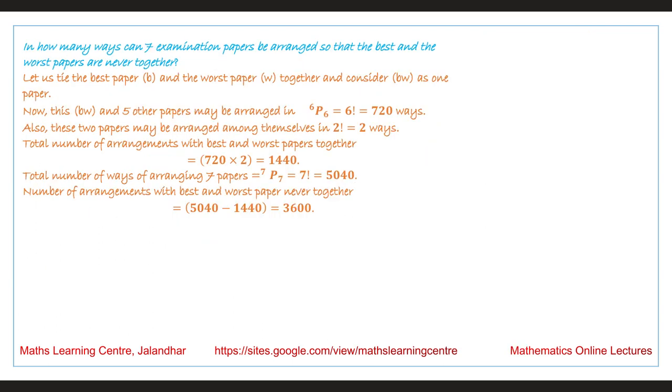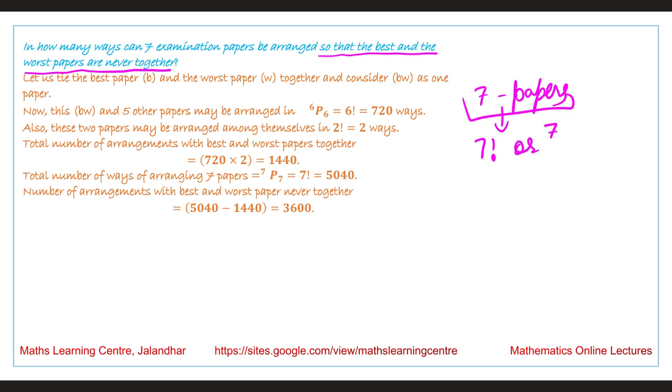Next is, in how many ways can 7 examination papers be arranged so that the best and the worst papers are never together? So the total number of ways in which we can arrange these 7 papers is 7 factorial, or 7P7.